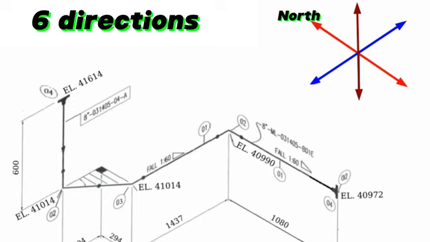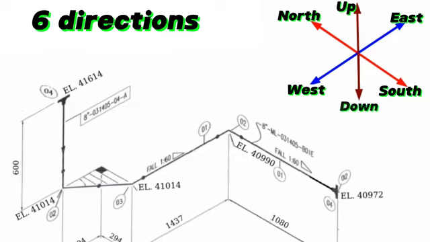North direction, south direction, east direction, west direction, up direction, down direction. The person reading the drawing should imagine himself facing north, provided that he is in the center of these directions. We will start to read this pipe drawing from this point.